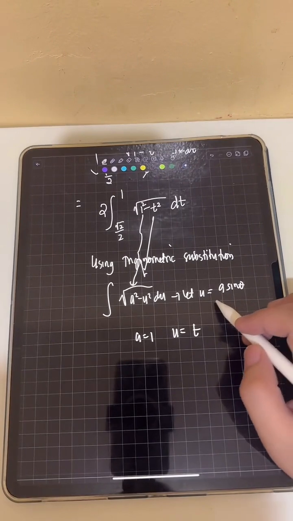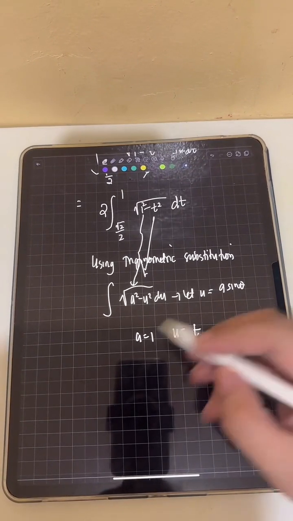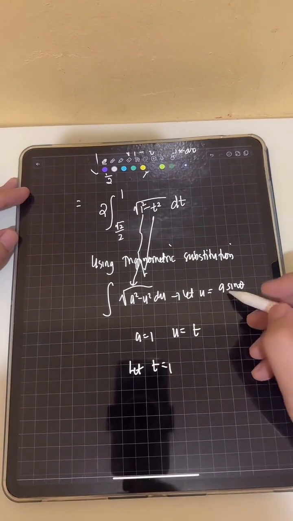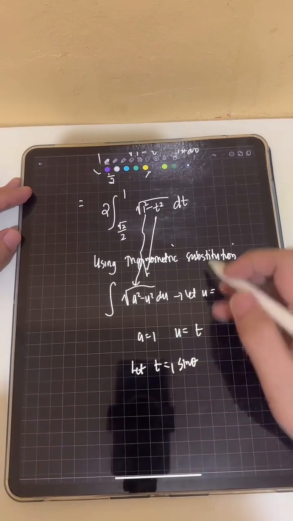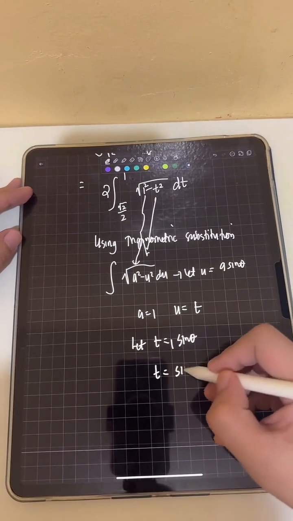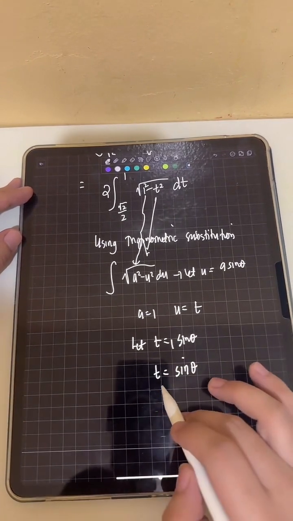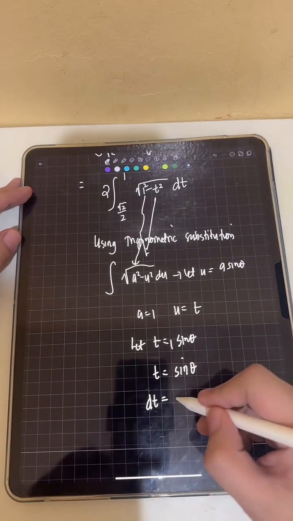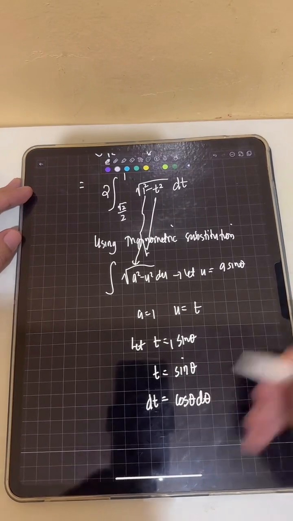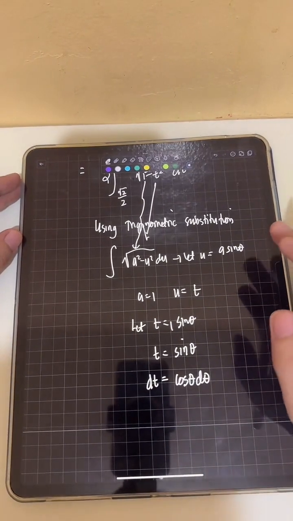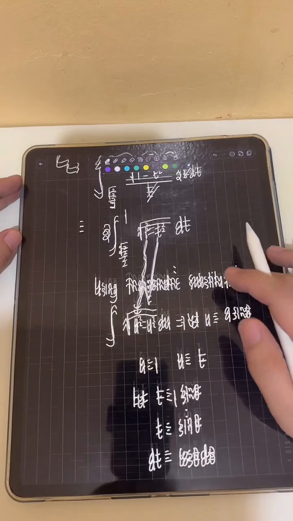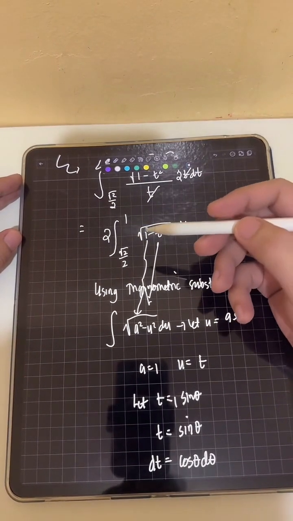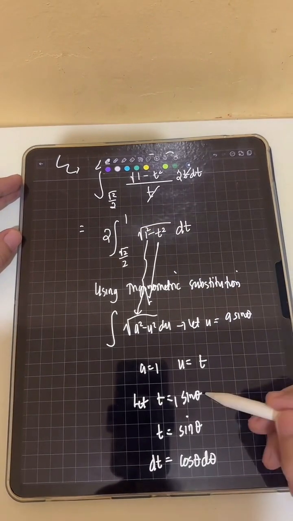So if we apply the trig substitution, we will let u, which is now equal to t, equal to a, which is 1, times sine theta. Or simply, t is equal to sine theta. So we should also get the derivative. Derivative of t is dt. Derivative of sine theta is positive cosine theta d theta.